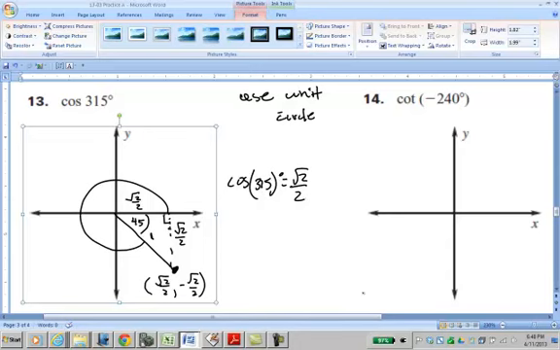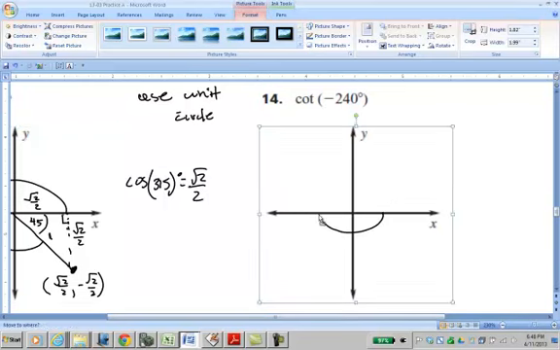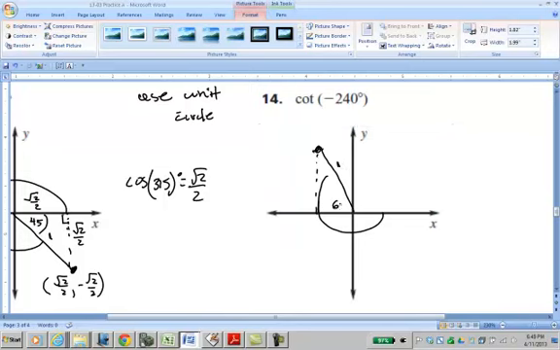All right. The cotangent of negative 240. Start at the initial side. Now we're going to go clockwise. Okay, here's 180 and 60 more. Here's 240. Here's the terminal side. Here's the point that's 1 from the origin because we're using the unit circle. Drop the line down here. There's a 60-degree reference angle.